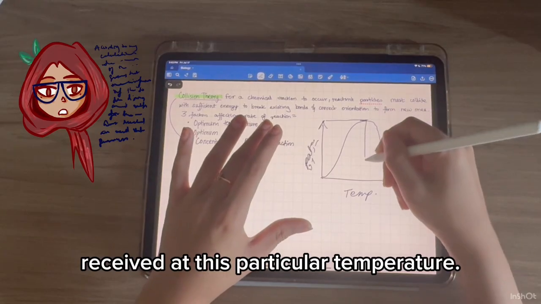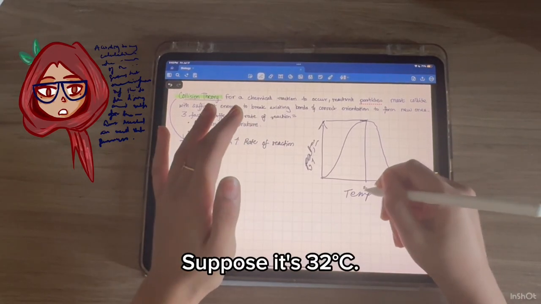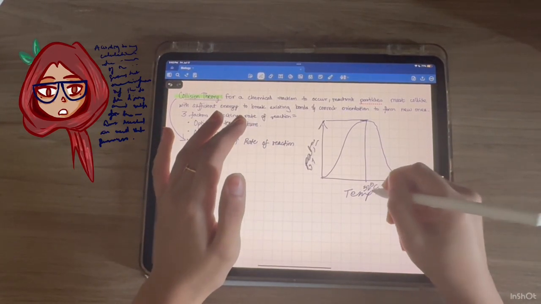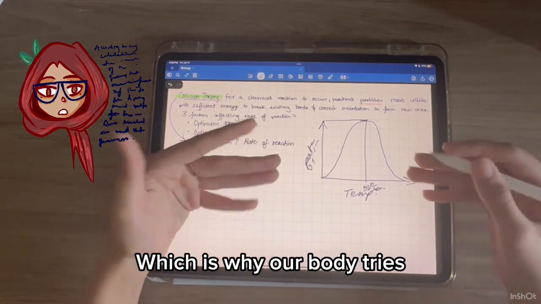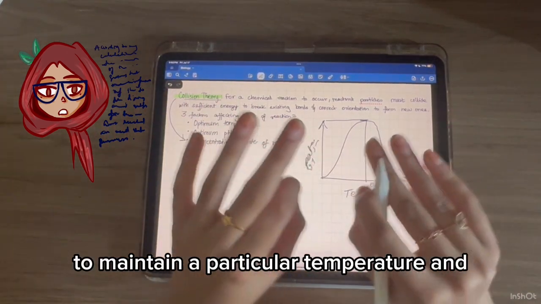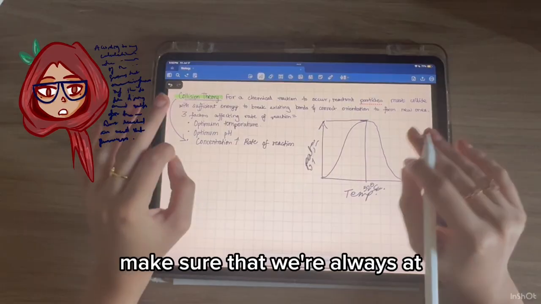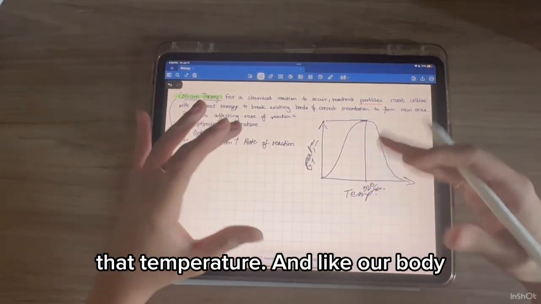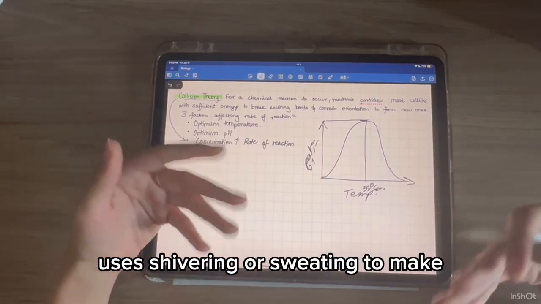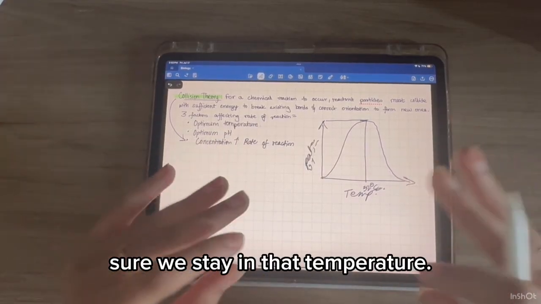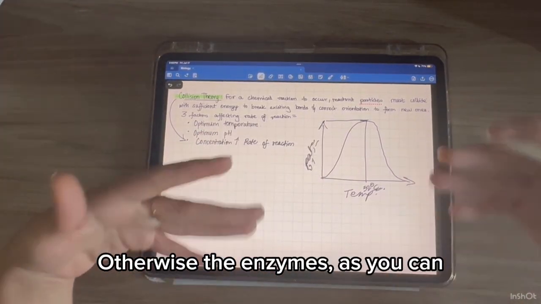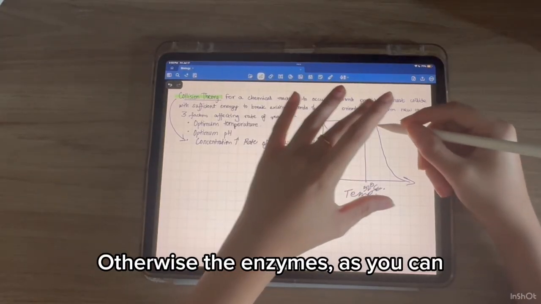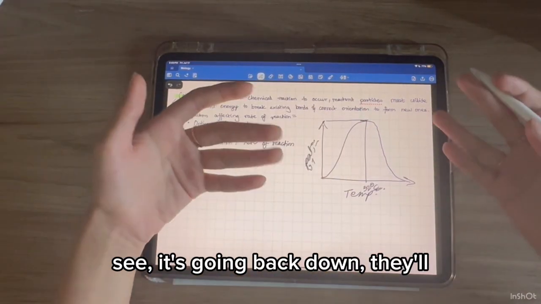at this particular temperature. Suppose it's 32 degrees Celsius, which is why our body tries to maintain a particular temperature and make sure that we're always at that temperature. Our body uses shivering or sweating to make sure we stay at that temperature. Otherwise, the enzymes, as you can see, it's going back down, they'll denature.